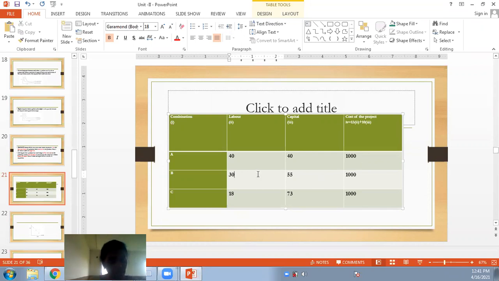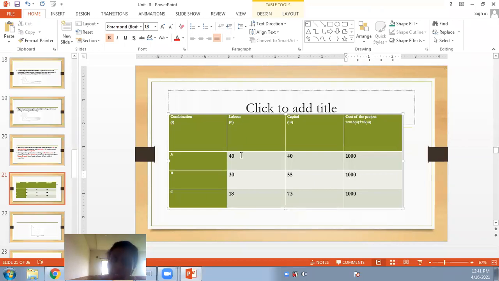In the other case, the second case B, what did he do? He has less labor available. In such a case, he has increased the capital. He has increased the capital to 55 and decreased the labor to 30. But still here also, 30 into 15 is 450, and 55 into 10 is 550. That again becomes 1000.